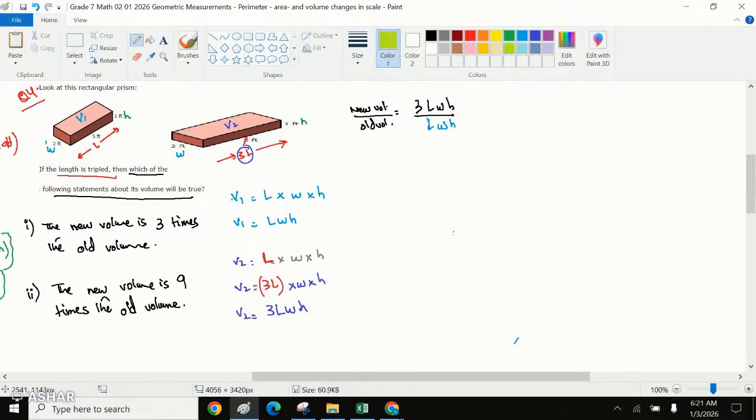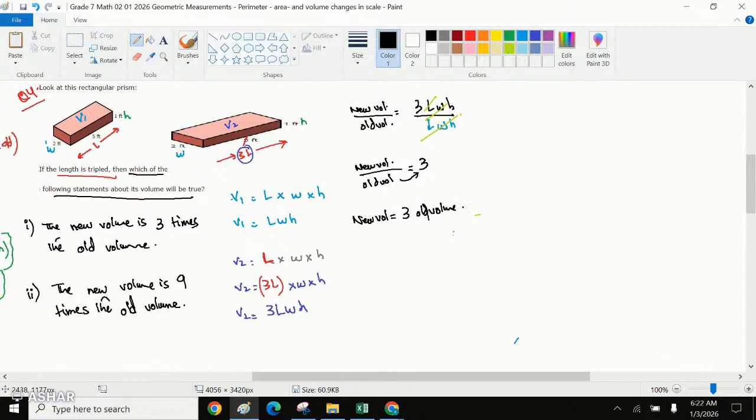If we have anything common, we can cancel it out. Agreed? What are we left with? We are left with new volume upon old volume equals 3. When we cross multiply, can we say the new volume is 3 times the old volume?